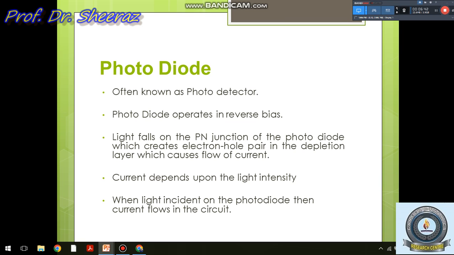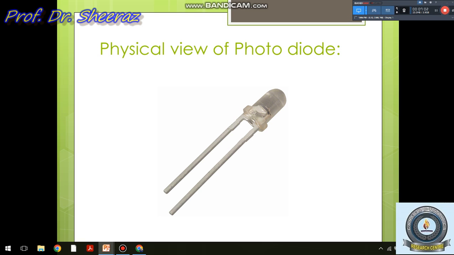As we have seen, the depletion region is present between the p and n regions, and it carries the electron-hole pairs. So when the light falls, they break and move and produce the current. That current is the one flowing in the circuit because of the light. This is a physical view of the photodiode. It is more or less similar to an LED, but the mechanism is opposite.